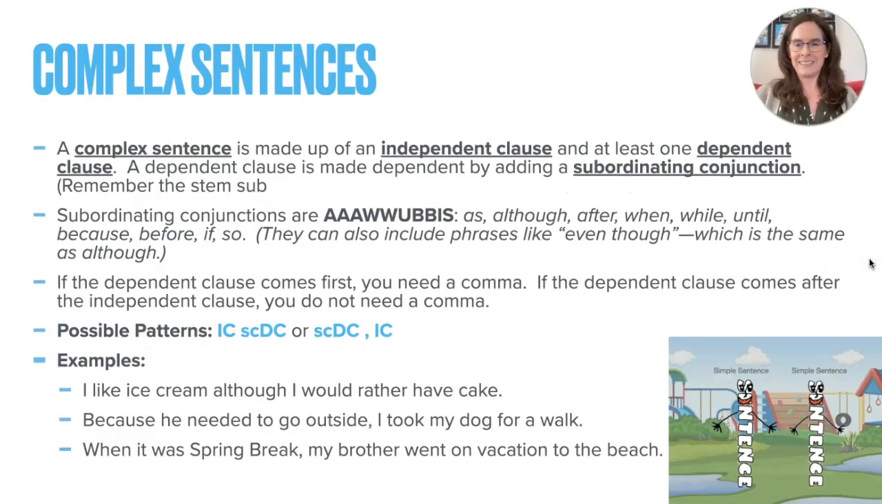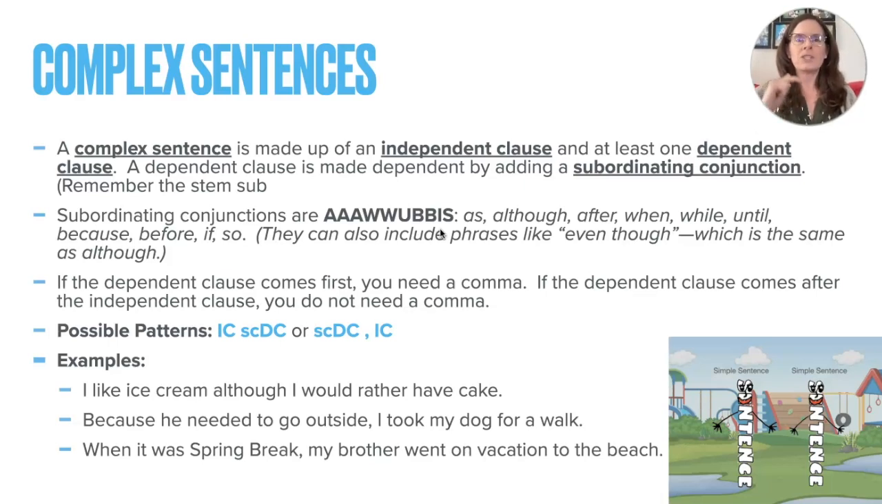Complex sentences require an independent clause and at least one dependent clause. This is where it gets a little tricky. Dependent clauses still have subjects and predicates, but they also have a subordinating conjunction. Subordinating conjunctions are our awubis words, like as, although, after, when, while, until, because, before, if, so. They can also include little phrases like even though, because that's the same idea as although.